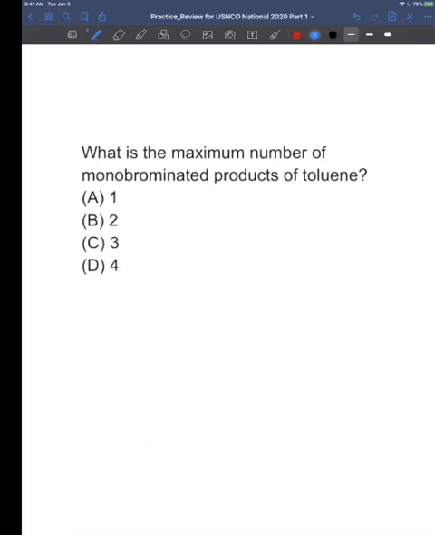Let's try this one. Oh, it seems like it's too easy.